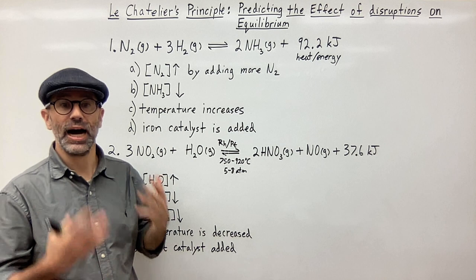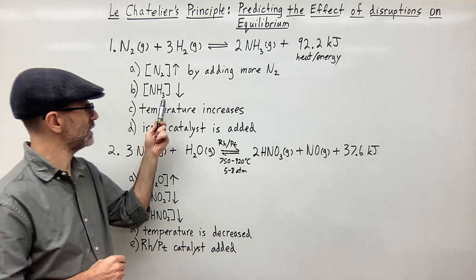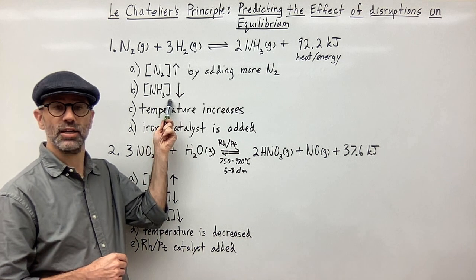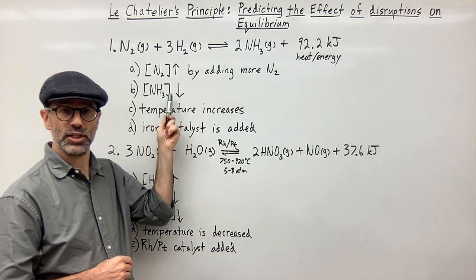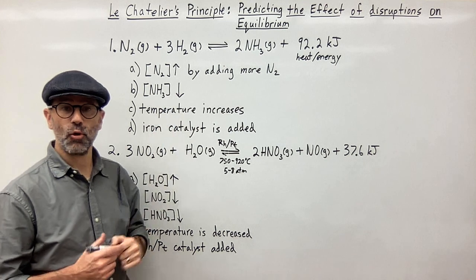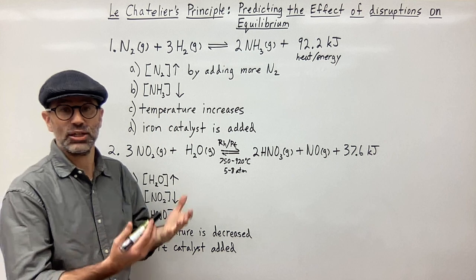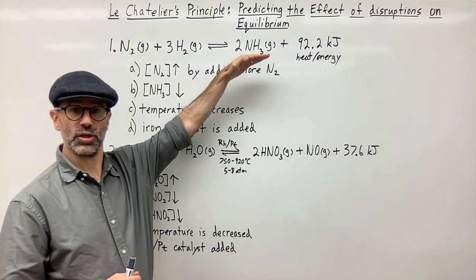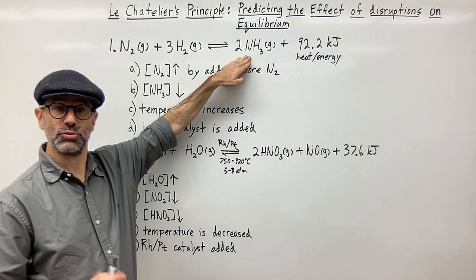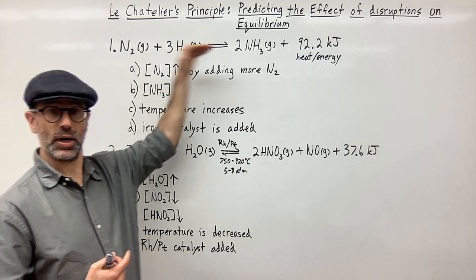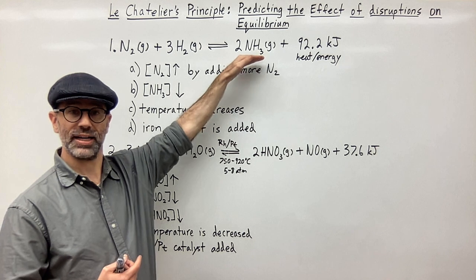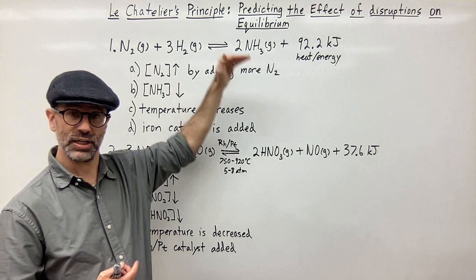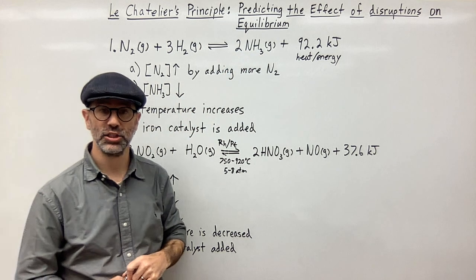It's going to do the opposite. So here we are decreasing the amount of NH3, the concentration of NH3. So therefore, the system is going to increase that amount. And so therefore, it's going to shift towards the product. Since NH3 is a product, it's going to shift this way to make more product, NH3. So it's going to increase the NH3 concentration.